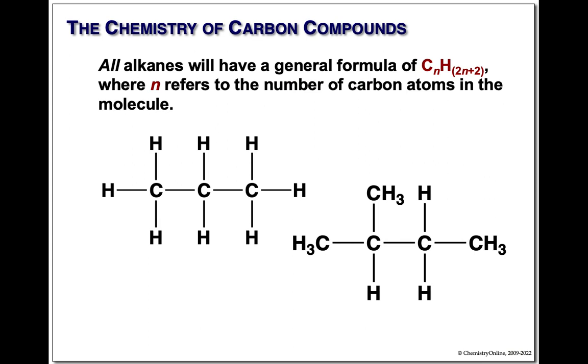The alkane has a general formula. CnH, where n is an integer, and the number of hydrogens is 2n plus 2. Here we have 3 carbons, so n is 3. We have 8 hydrogens, 2 times 3 plus 2 is 8. Here we have 1, 2, 3, 4, 5 carbons, and we have 12 hydrogens. Once again, CnH2n plus 2, and that's an alkane.